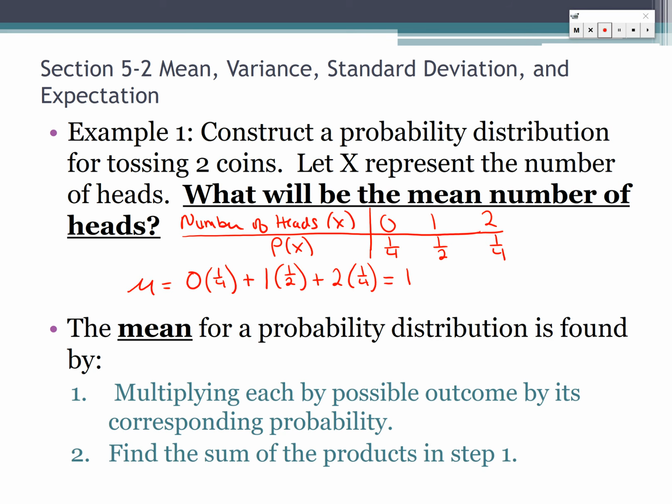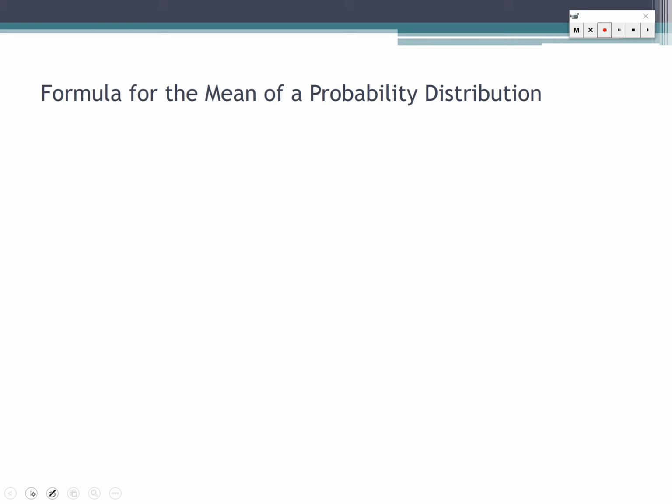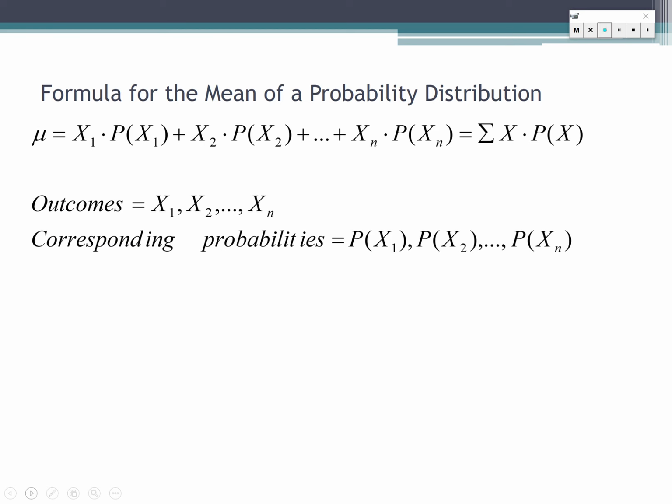Now I do want to make sure, and I know we have the process, we just did an example, but I want to keep exposing you guys to the formulas. All the different symbols. So if we look at this just as the generic formula, not specifically for tossing 2 coins, there's our mu, our symbol for our mean. All the capital X's are just all of your different outcomes. So our outcomes for tossing 2 coins and looking at the number of heads, we had the outcomes 0, 1, and 2.